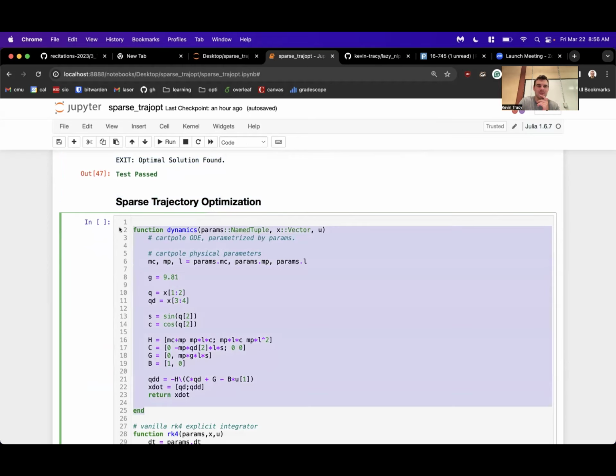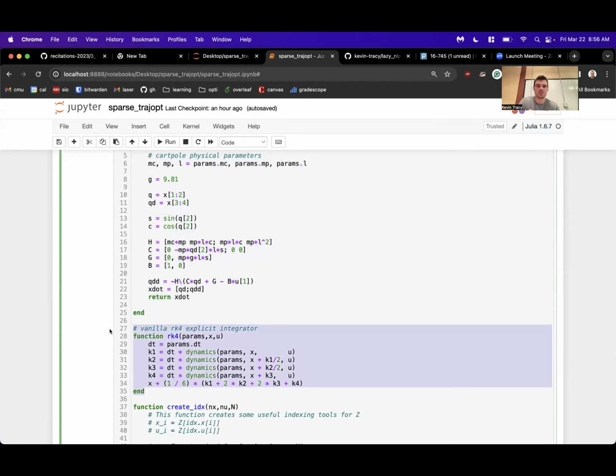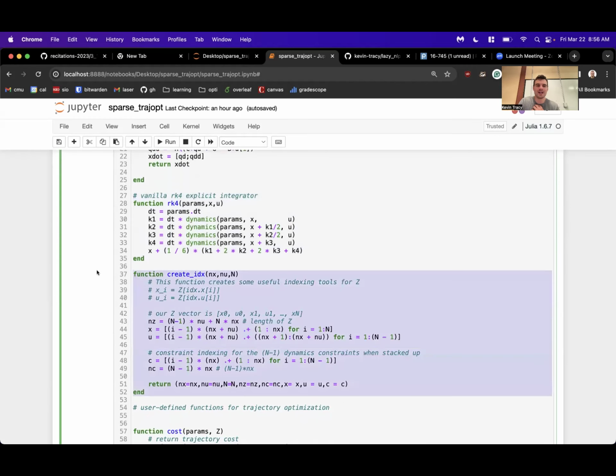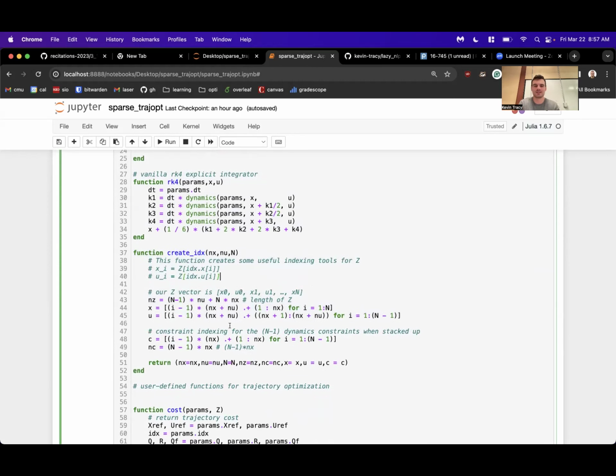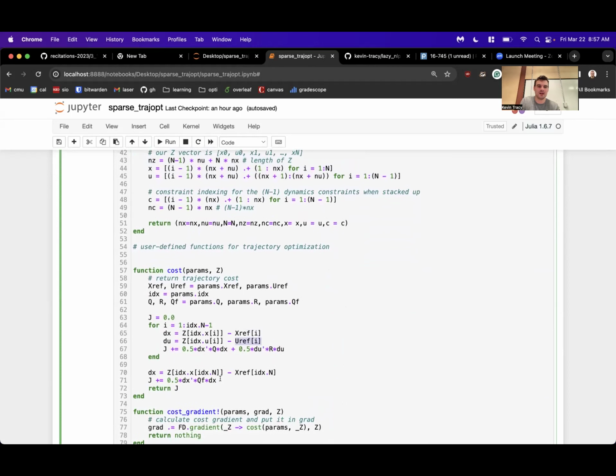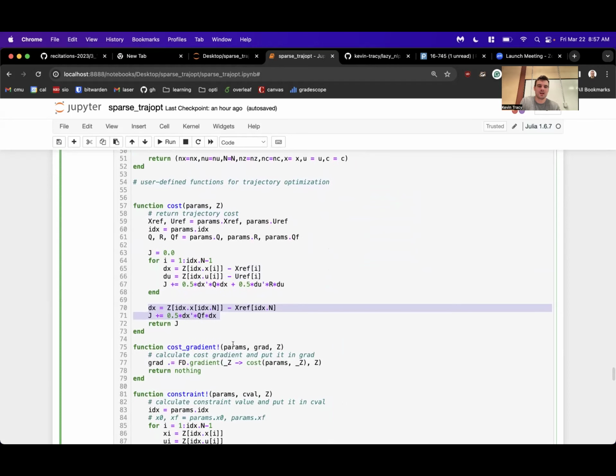So here is the dynamics. Here is the ODE of a cart pole. Here's our normal RK4, nothing crazy. This is the same create IDX function that I used in homework 3 that I gave you guys. If I have to put everything in a big Z vector, this is how I grab out the X's and grab the U's. Basically just all the indexing stuff. And for my cost, I'm just using an LQR cost where I'm tracking an XREF, UREF, and here's my terminal cost. For the cost gradient, I just use ForwardDiff, but you should probably write this by hand.